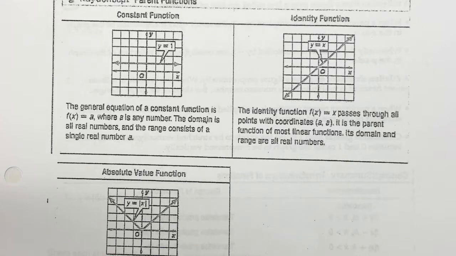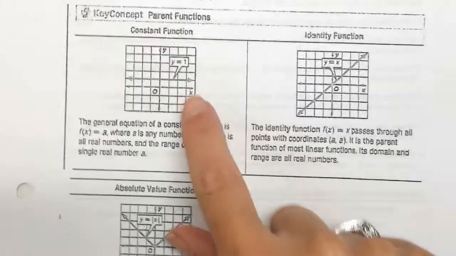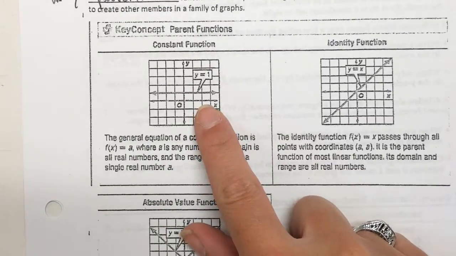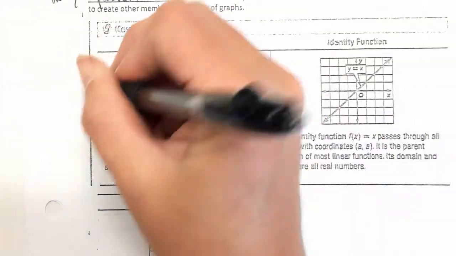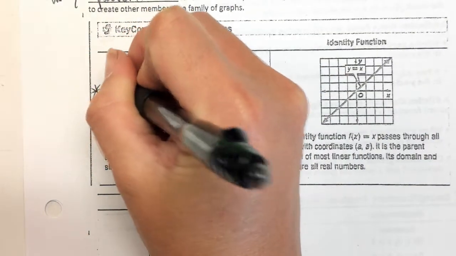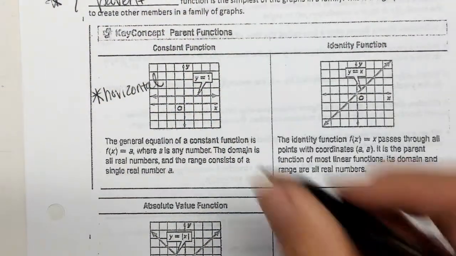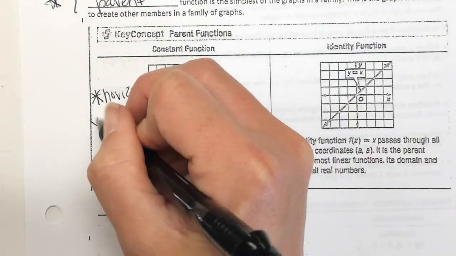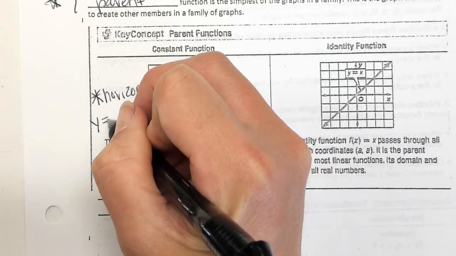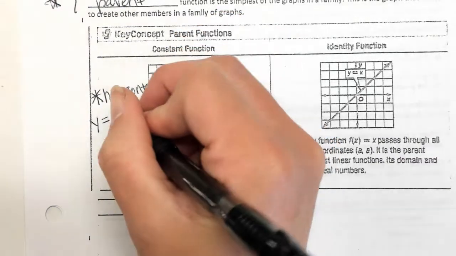And the way you are going to memorize them or identify them is just by looking at graphs and being able to tell, is this a constant function, identity, or absolute value? Well, constant's easy to tell because it's always going to be what type of line? Horizontal. Always going to be horizontal. So the format of this will always be y equals what? 0 or any number, right?